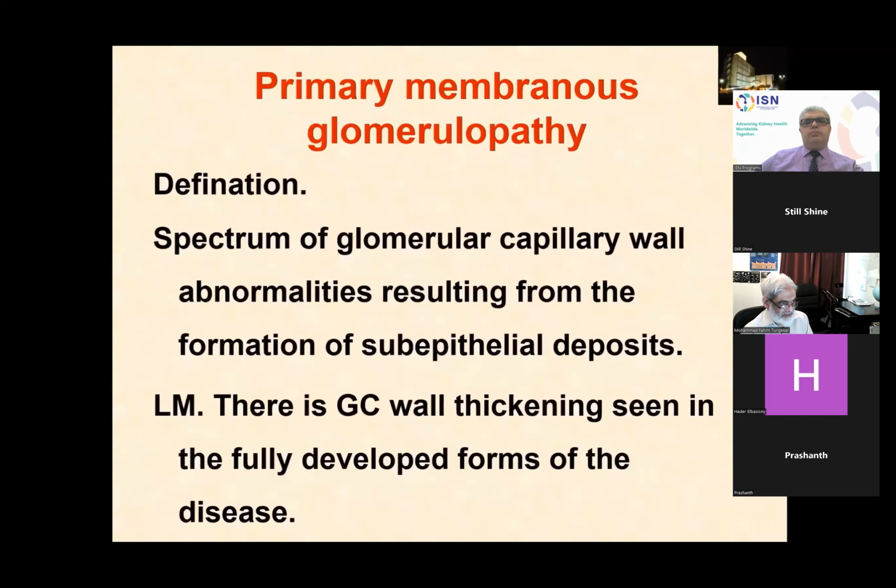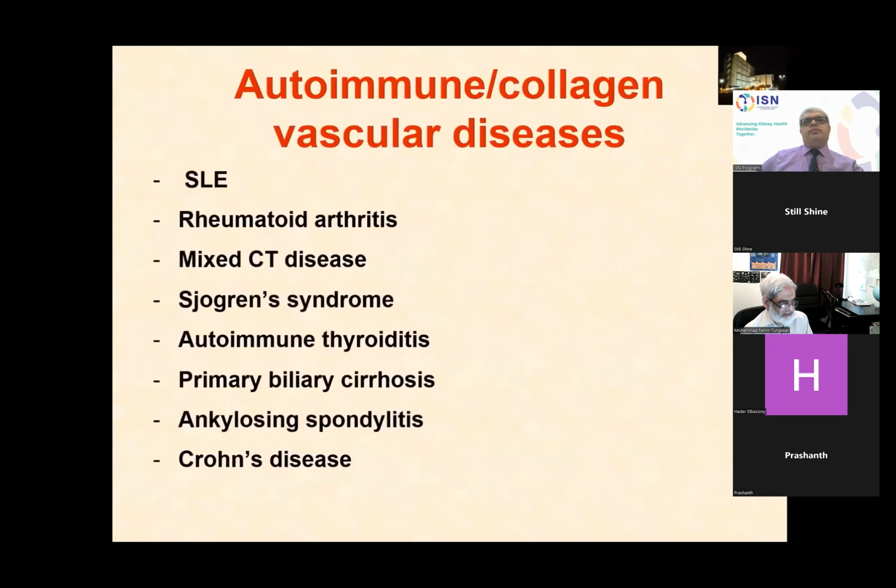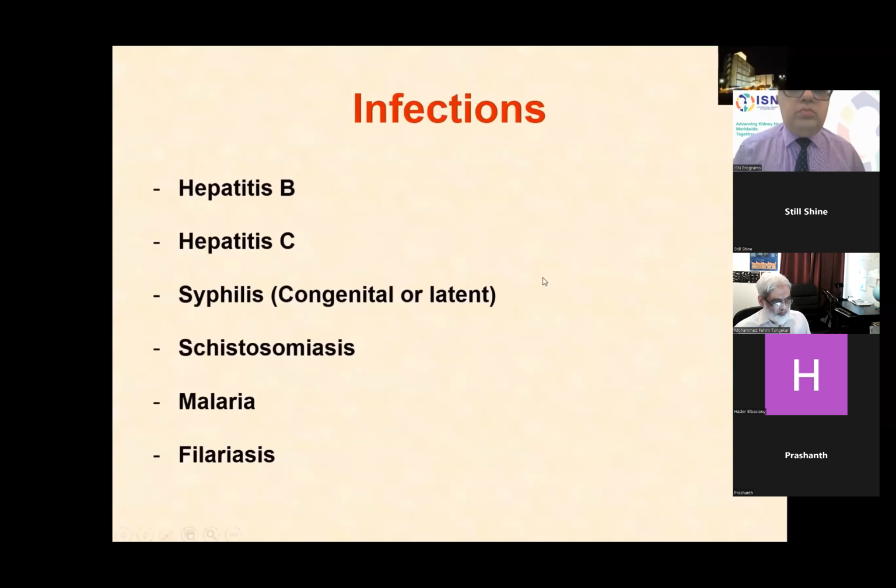Primary membranous glomerulopathy is very unlikely, and the most common is secondary membranous glomerulopathy. We have a lot of conditions that are associated with it. First group in the etiology of secondary membranous glomerulopathy is autoimmune or collagen vascular disease, and under this title lie systemic lupus erythematosus, rheumatoid arthritis, mixed connective tissue disease, Sjogren syndrome, autoimmune thyroiditis, primary biliary cirrhosis, ankylosing spondylitis, and Crohn's disease. Second etiological group is infection, and here lie hepatitis B, hepatitis C, schistosomiasis, malaria, or filariasis.